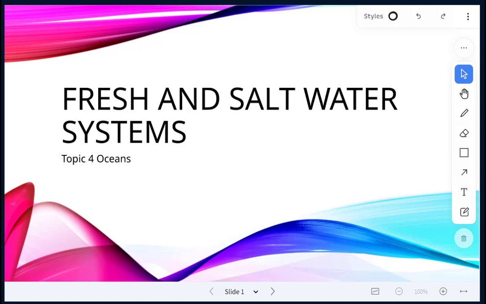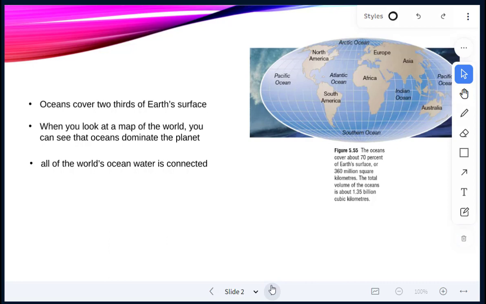All right, so today's class we're looking at topic 4 on oceans. Like we talked about when we first started this unit, oceans cover 2/3 of Earth's surface. When you look at a map of the world, you can see oceans, right? They dominate the planet. All of the world's ocean water is connected. Oceans cover about 70% of Earth's surface, or about 360 million square kilometers, and the total volume of the oceans is about 1.3 billion cubic kilometers.